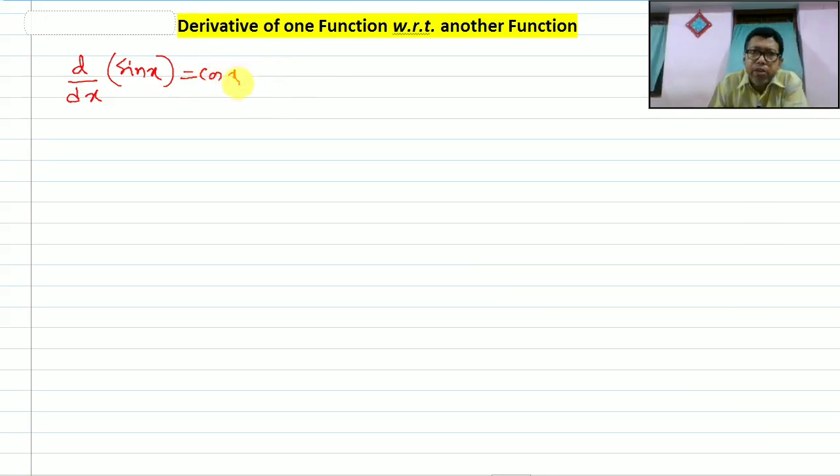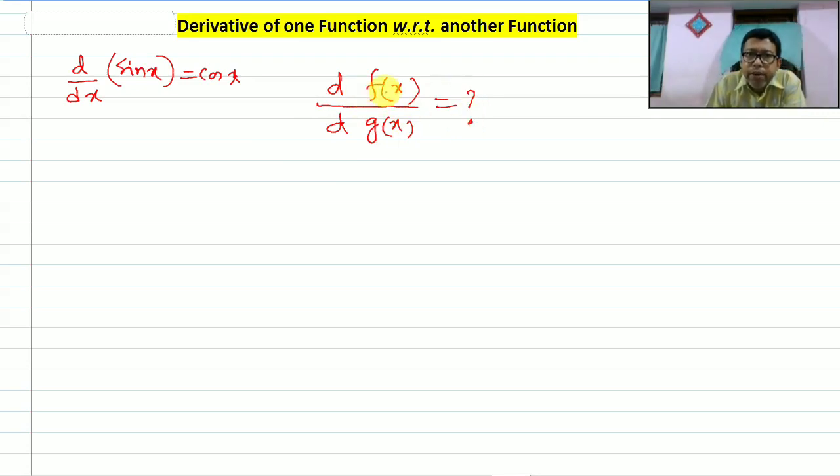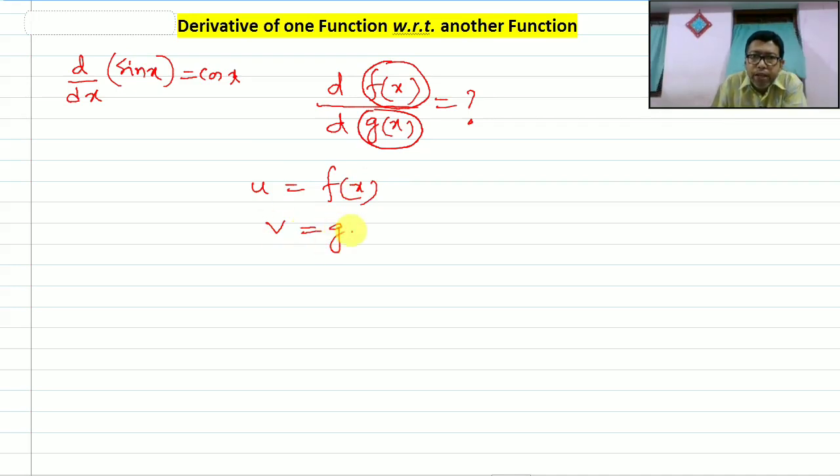But if you have to find the derivative of a function, suppose f of x, with respect to another function, that is, differentiate f of x with respect to g of x, then how will you find this differentiation? You can consider u is equal to f of x and v is equal to g of x. Then you can find the derivative of f of x with respect to g of x, and the notation will obviously be du/dv. You have to actually find du/dv.